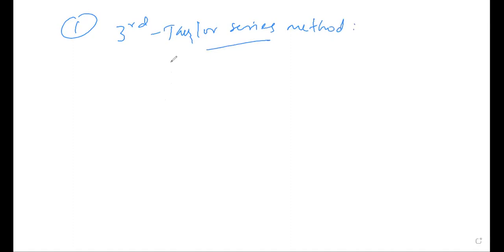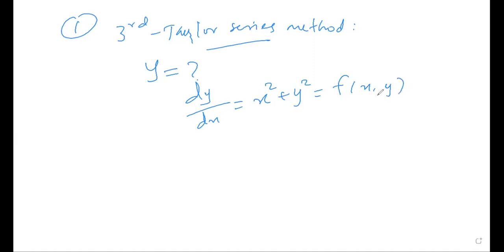Compute the values of y as a solution of the following differential equation. Our equation is dy over dx equal to x squared plus y squared, which is our function f of x comma y. We are dealing here with an initial value problem. They have given the initial condition y of 2 is equal to 3, and they are asking you to find the values of y. This is how you have to understand the question first of all, and then you can proceed.